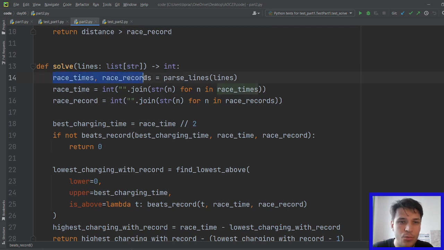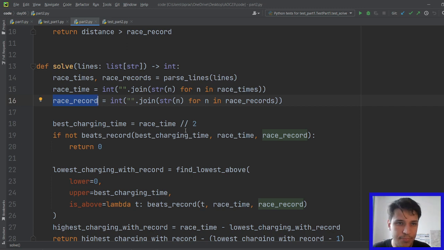We've used the same function as part 1 to parse the lines, but this time we have one single racing time, which is made up of all the racing times we had for part 1. So how do we combine them into a string? We just take each number, convert it into a string, join them all together into one large string, and convert that into an integer. And similar for the race record. So this will give us one race time and one race record for the single race we're considering in this part.